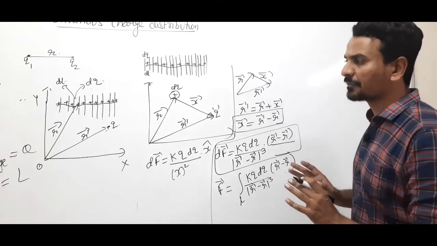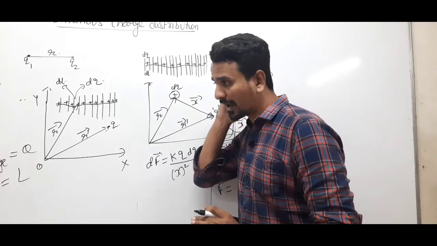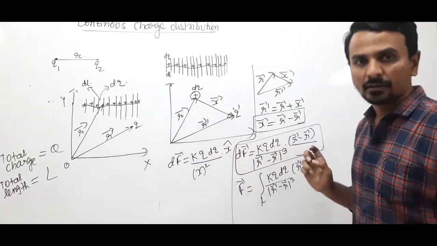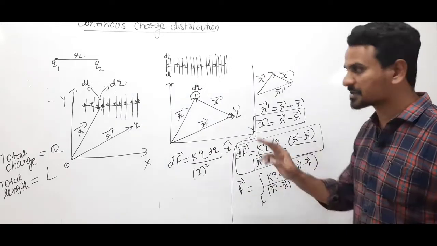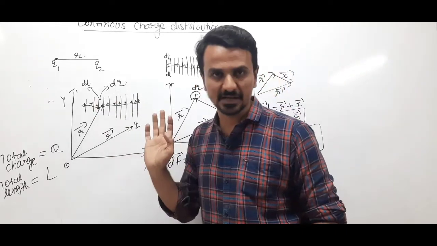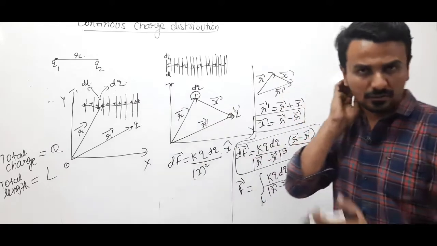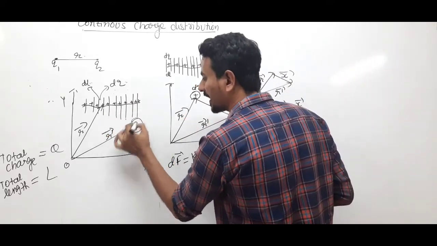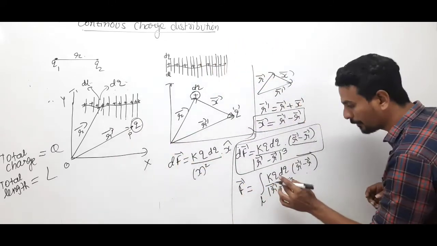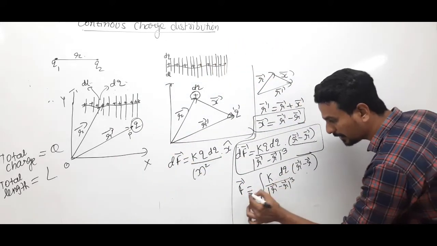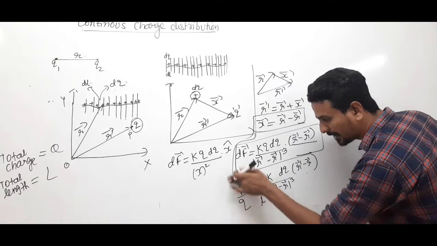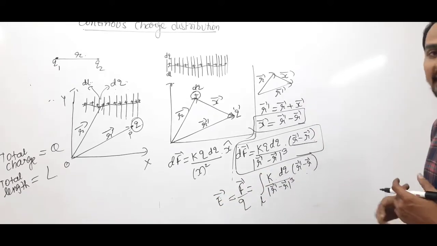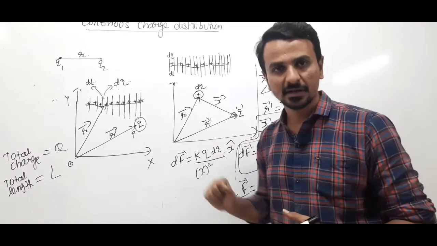Clear? Now if you have been told to calculate the electric field because of all these charges, this is a force acting on a charge q because of all these charges which are lying on the line or wire of length L. Now you have been told to calculate the electric field at this point P. So electric field will be obtained if I am dividing this charge over here. This is F by Q. What is F by Q? Electric field. So this is how we will calculate the electric field because of all these charges.